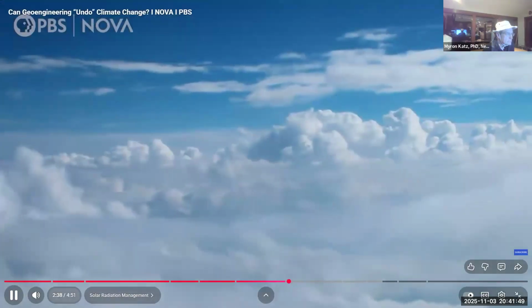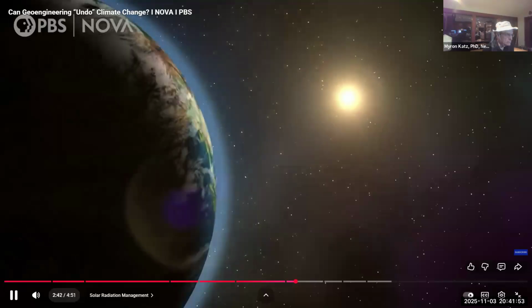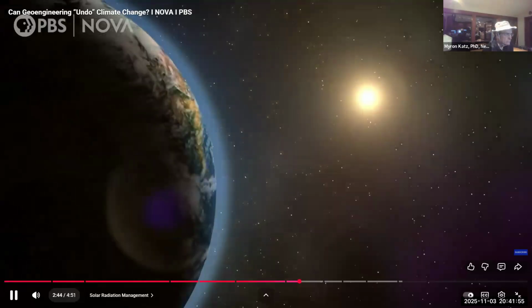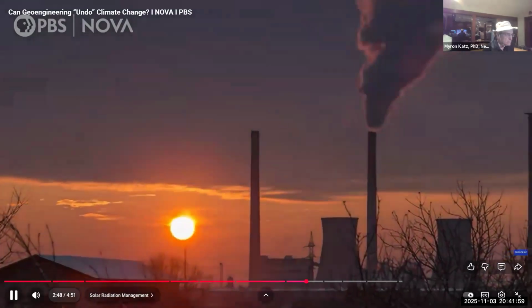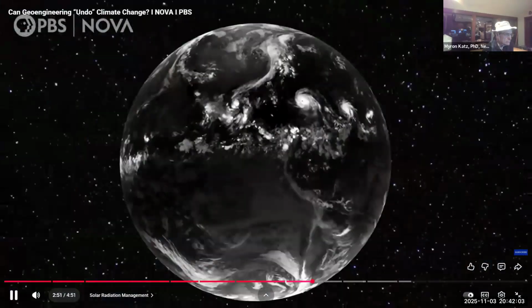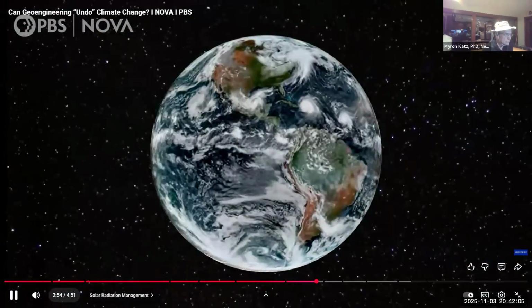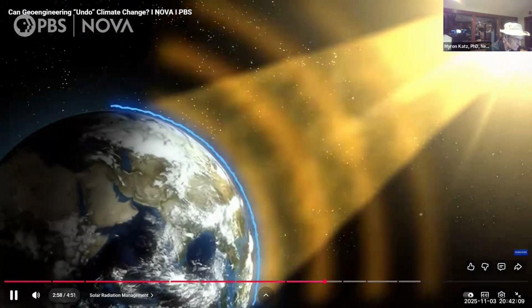There is another approach, and it's quite controversial. It's called solar radiation management. And here's the idea. If we can't solve the carbon problem fast enough, maybe we can just make the planet a bit cooler in a different way until we can solve the problem by reflecting some of the heat from the sun away from the earth.